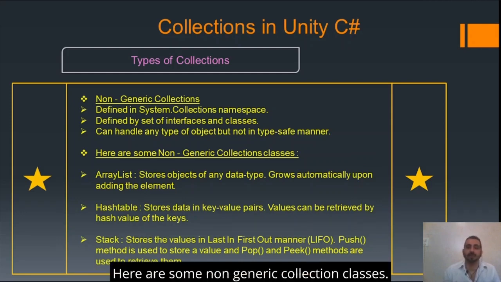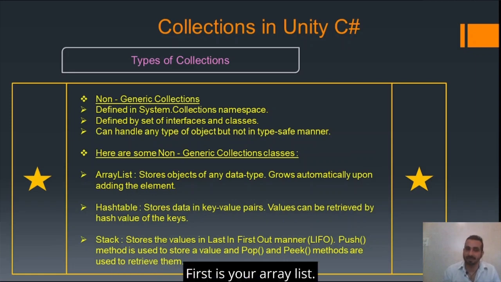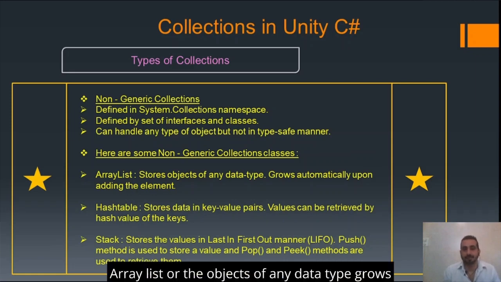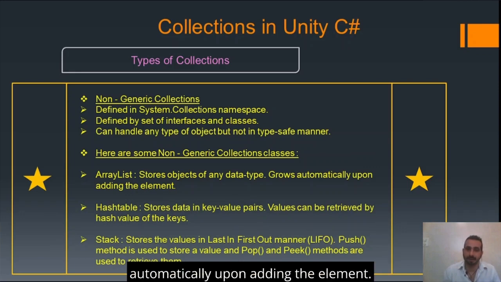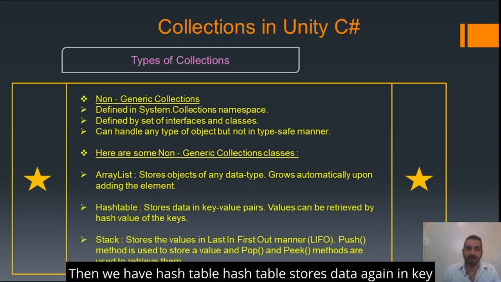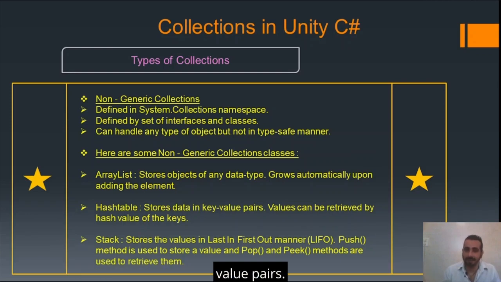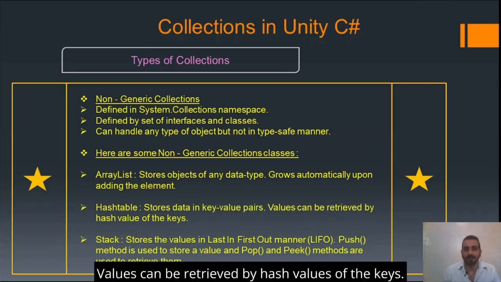Here are some non-generic collection classes. First is your ArrayList. ArrayList stores objects of any data type, grows automatically upon adding the element. Then we have Hashtable. Hashtable stores data again in key value pairs. Values can be retrieved by hash values of the keys.